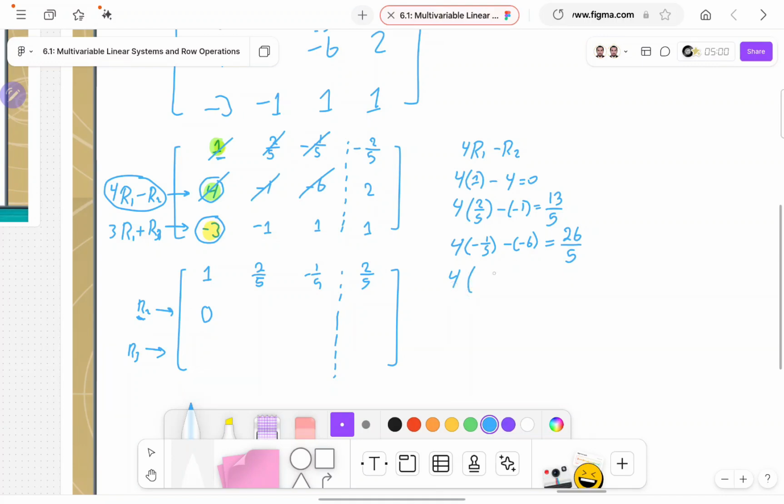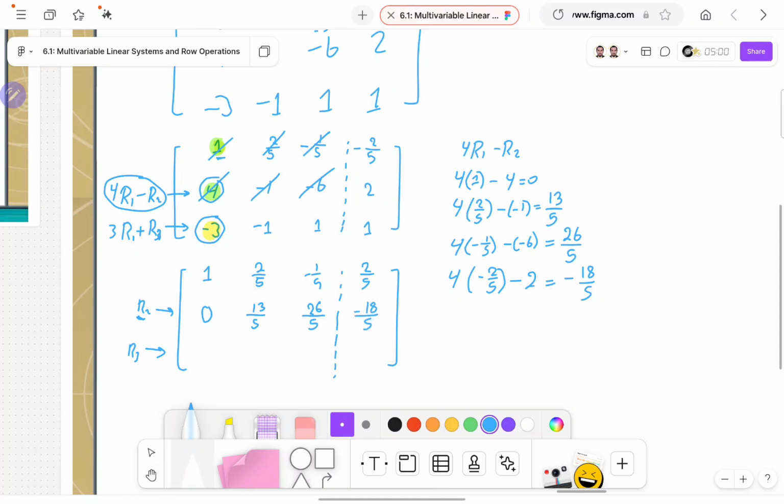4 times -2 over 5 minus 2. So the answer will be negative 18 over 5. Now after I get the answers, let's write them down: 13 over 5, then 26 over 5, then negative 18 over 5. Now we are finished with row 2.